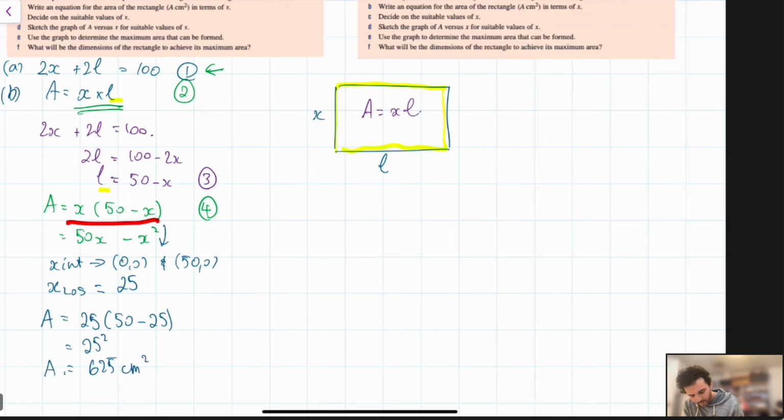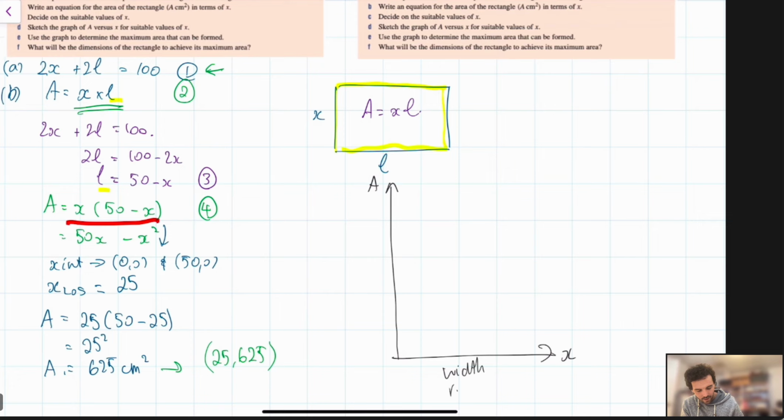So there we go. We've just found the area for this, and the turning point is going to be at 25,625. Now, what we're going to do is draw a graph of this, x and A. This is the width of the rectangle, in centimeters, and this is the area of the rectangle, measured in centimeters squared.